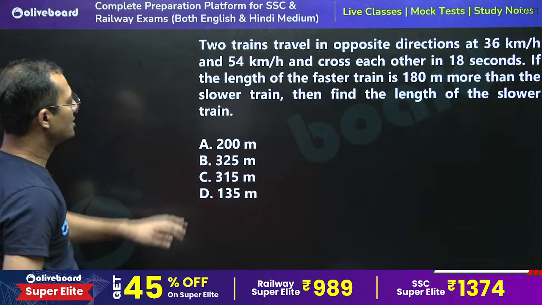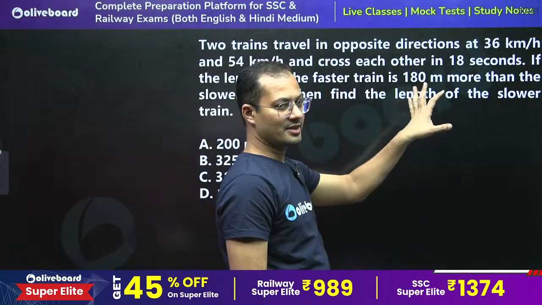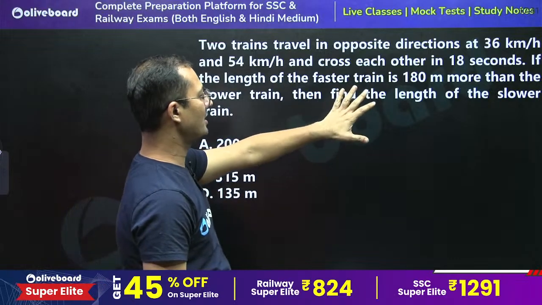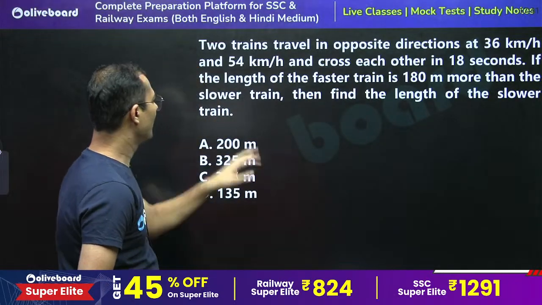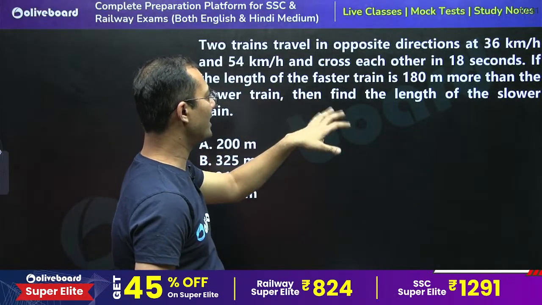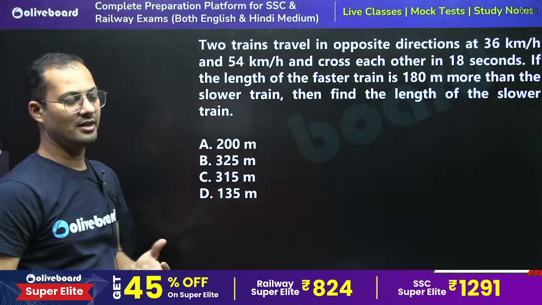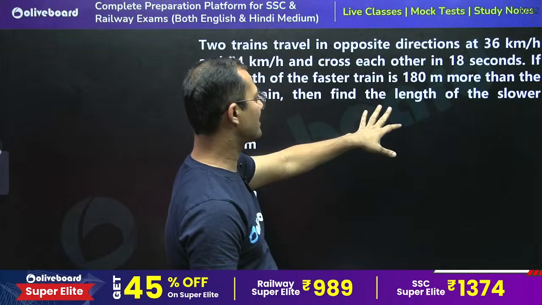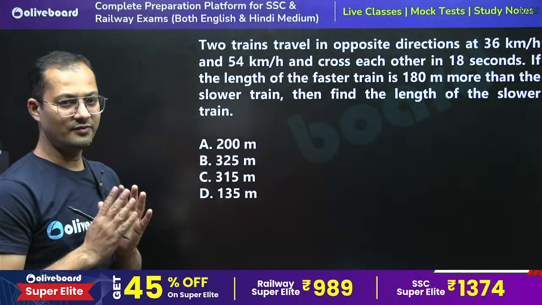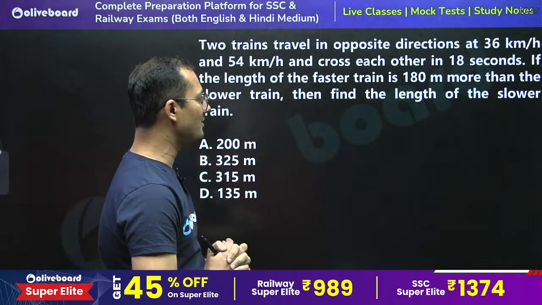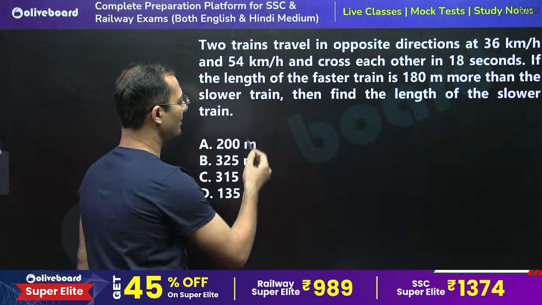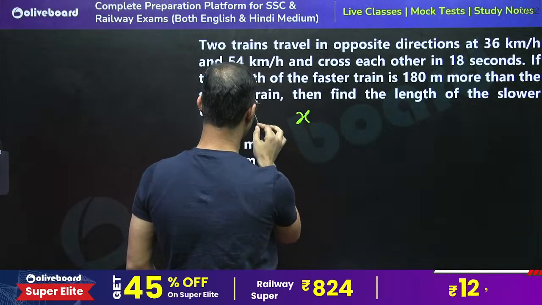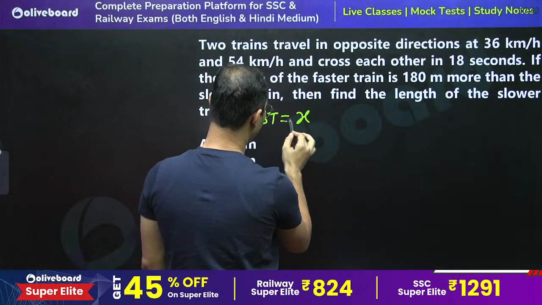See, two trains travel in opposite direction at 36 km per hour and 54 km per hour and cross each other in 18 seconds. If the length of the faster train is 180 meter more than the slower train, then find the length of the slower train. Let the length of the slower train be x.